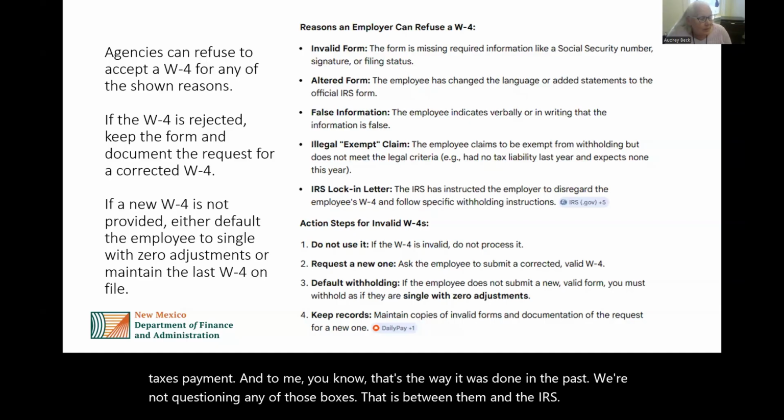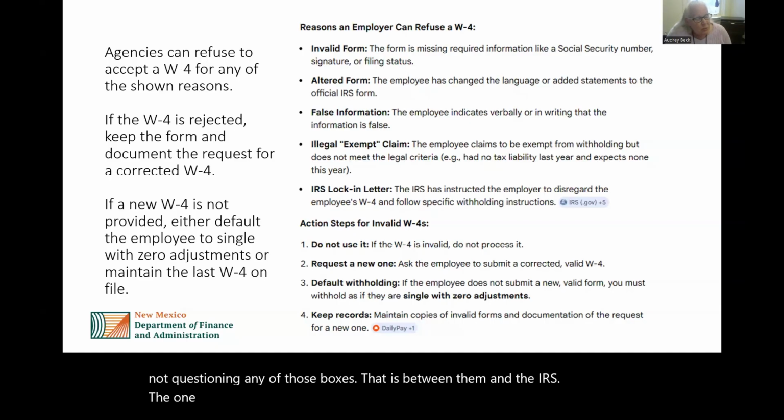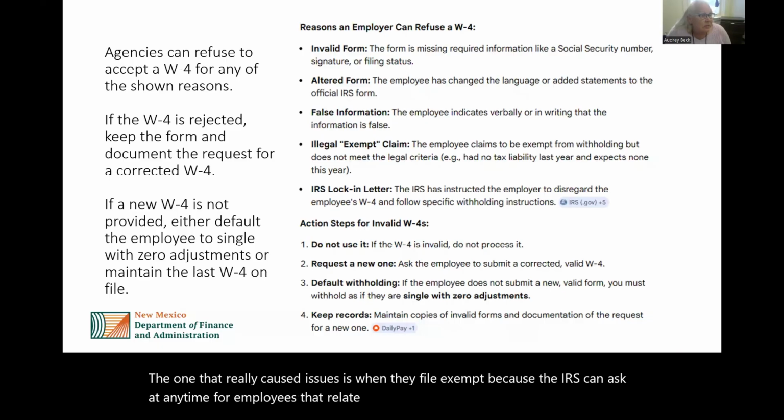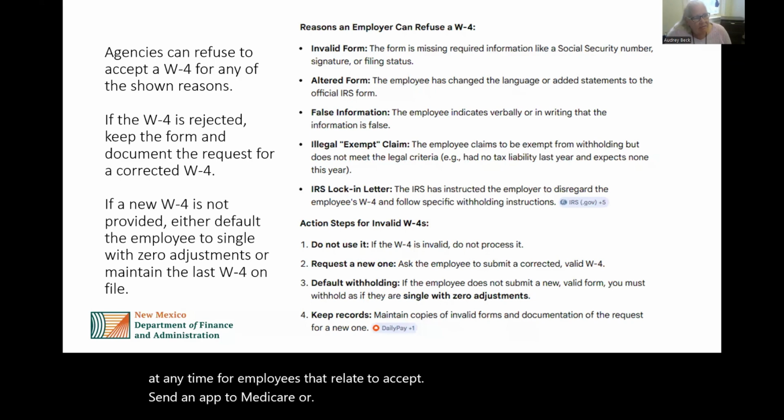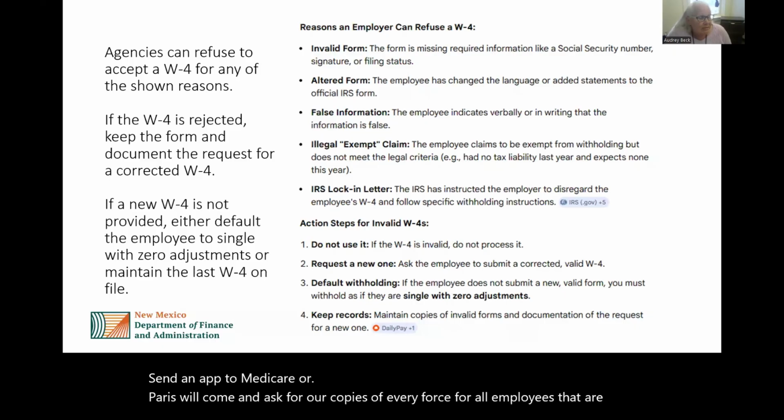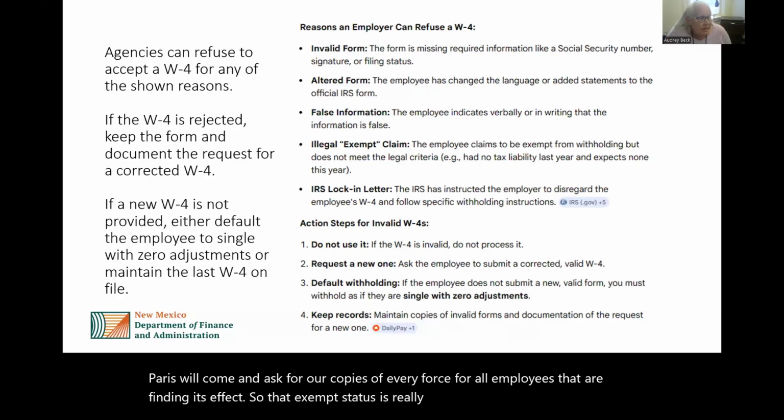The one that really causes issues is when they file exempt, because the IRS can ask at any time for employees that are claiming exempt. They're not going to ask us how many employees say they have dependent care, or how many employees have additional deductions. They don't ask for that, but the IRS will come and ask for copies of W-4s for all employees that are filing as exempt. So that exempt status is really a flag that if we can avoid, then we should be avoiding.